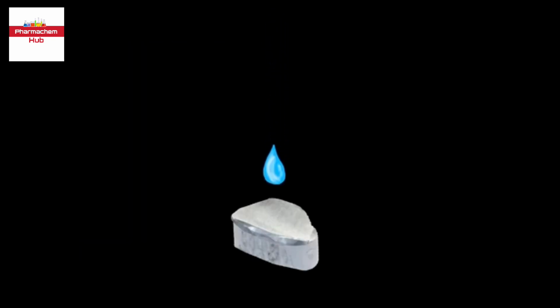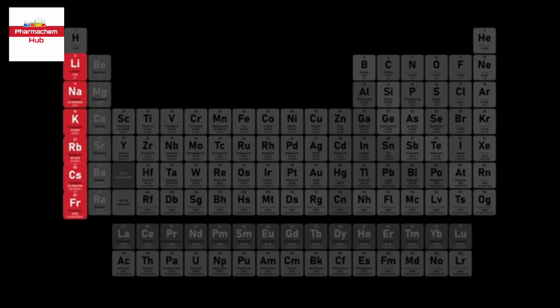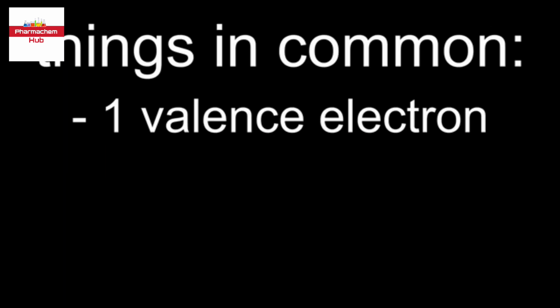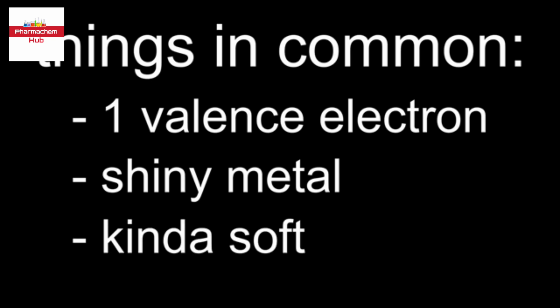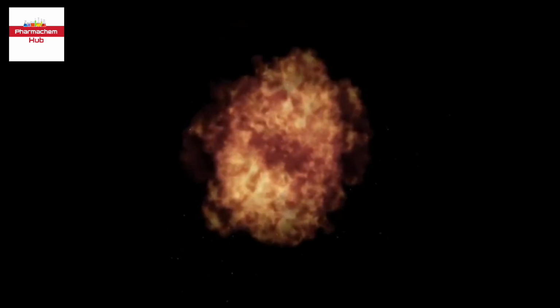Luckily, the transition metals also follow a nice pattern. That was a lie, it's kind of a mess, but that's not so important for now, so we'll get to that later. Elements with the same number of valence electrons tend to show similar behavior in chemical reactions. For example, the first group without hydrogen is called the alkali metals. Here's some things they have in common. They have 1 valence electron, they're shiny metals, they're kinda soft, and they do this sometimes.